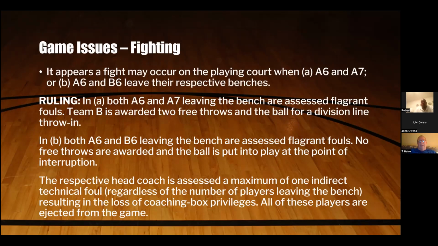So A6 and A7 both come on the floor. They are both ejected from the basketball game. Team B is going to get awarded 2 free throws and the ball at the division line. What else does that mean? That means the head coach is going to be assessed 1 indirect technical foul.